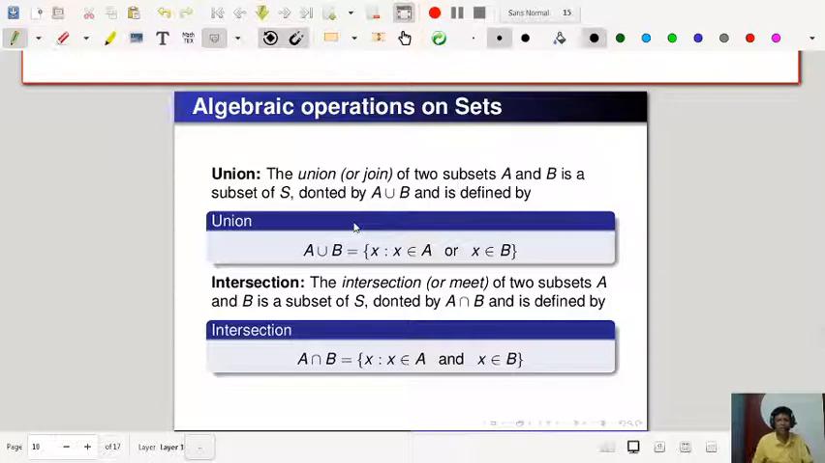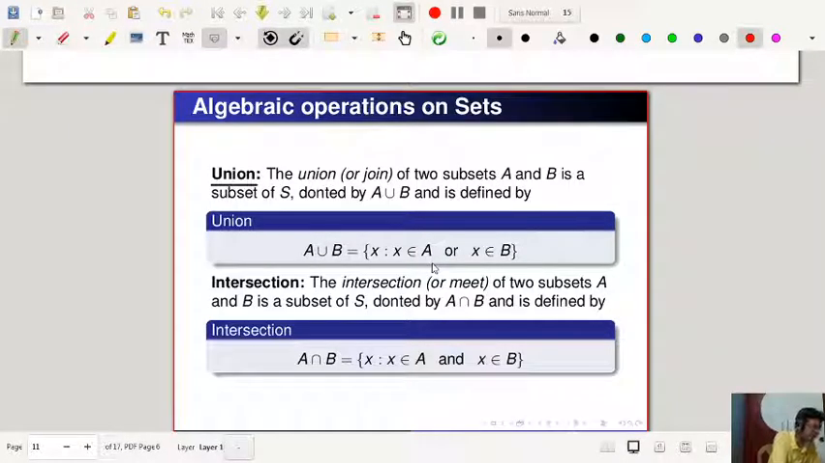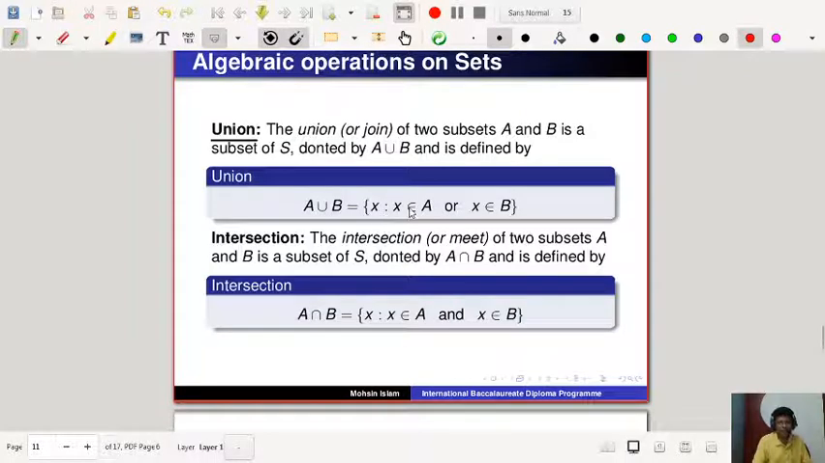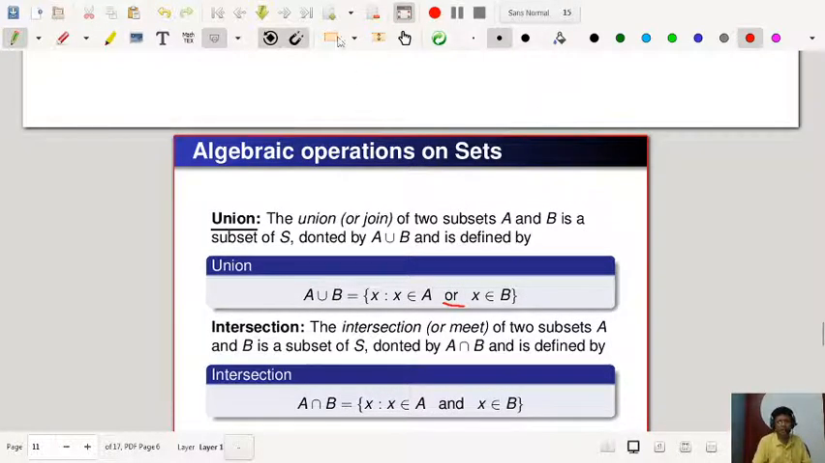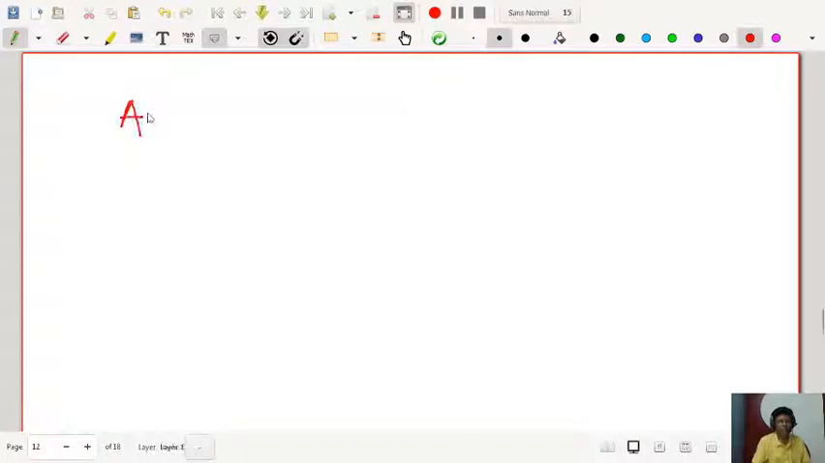The first algebraic operation is called union of two sets, union or join, and it is denoted by A cup B, C-U-P, cup. This is the union symbol. It is represented like in a Venn diagram, right? Yes, you got it. Very good. This union is given by x such that x belongs to A or x belongs to B. Let me draw that region and show you the union.